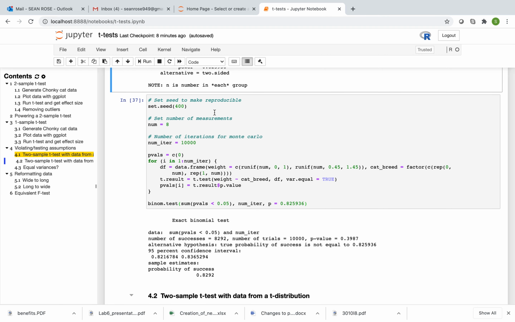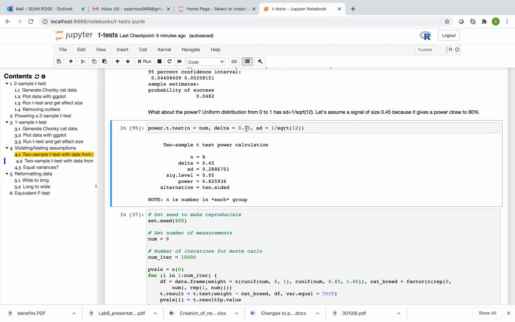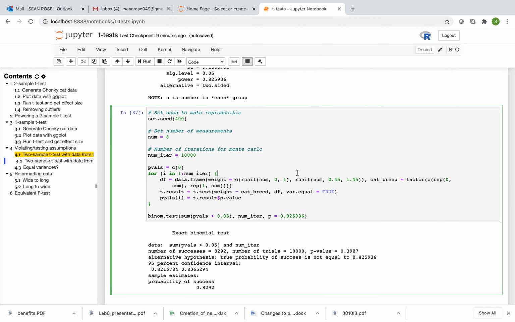In this next block of code, I'm doing that same essential Monte Carlo simulation, but this time I'm generating the weights, so my example data, from two different uniform distributions. The first cat breed is going to be pulled from a uniform distribution from 0 to 1. The second cat breed is going to be pulled from a uniform distribution from 0.45 to 1.45, so that the mean difference is 0.45. Basically, I'm designing this Monte Carlo simulation around how I powered my t-test. I'm going to run that simulation. I don't know why when I wrote this code I was thinking we needed to not do the Welch's t-test, but I'm going to knock that out.